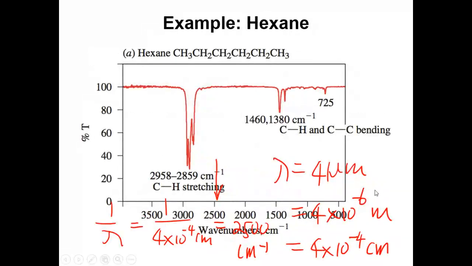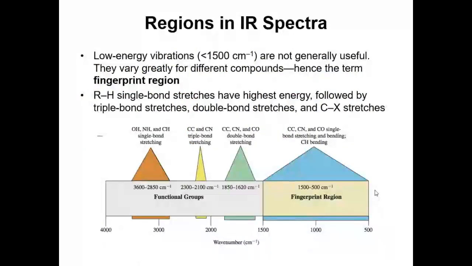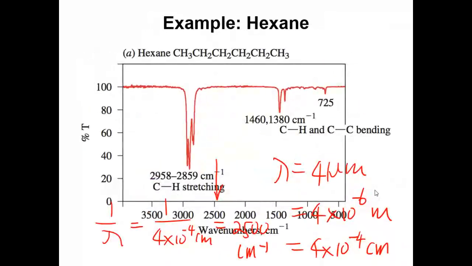Let's look at some examples, okay? This is the infrared spectrum of hexane. In hexane, the only functional group you have is sp3 CH, and the carbon-carbon bond generally is not polar, so you don't really see absorption of the carbon-carbon bond in infrared. At least, it's quite difficult.